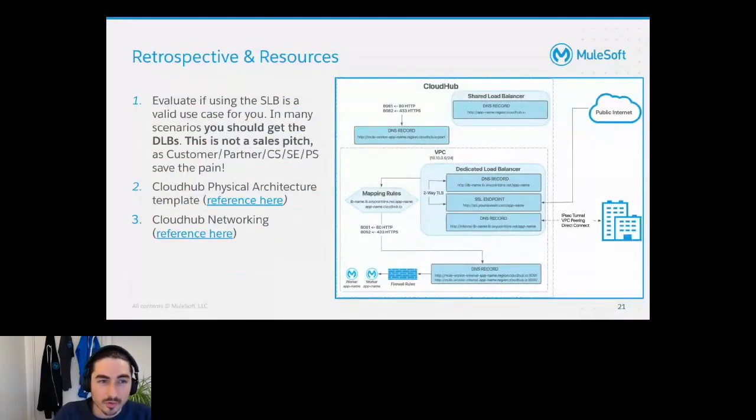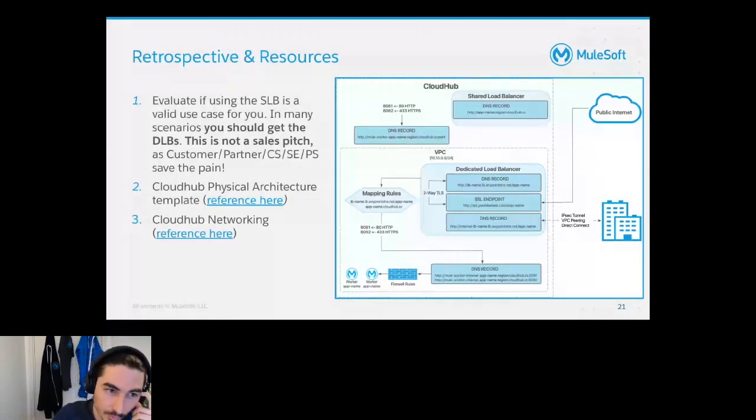Giving you a bit of retrospective, because I was talking about a lot of different parts of the DLB, you need to evaluate if using the shared load balancer is a valid use case for you. Before you think about the DLB, think about the SLB. Is it enough? Is it what you need? The reason I'm putting this is because it has been a problem for many of my customers, and I want to avoid this misconception going around. So if you're thinking about systems that have high throughput and you want a specific number to work on at a specific time of the day in a specific region, think about using the dedicated load balancer.